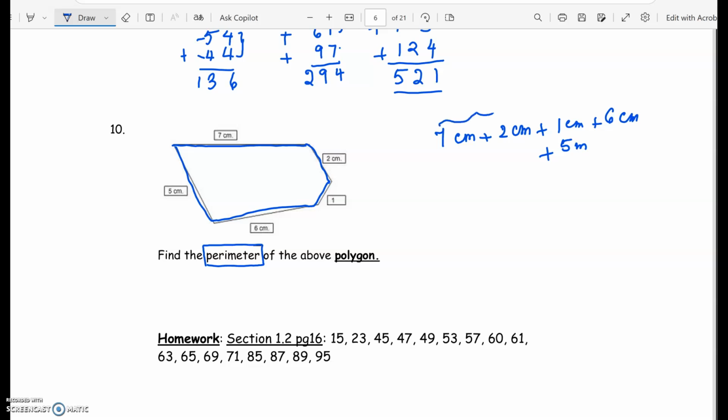So let's add it. 7 plus 2 is 9 plus 1 is 10. So that makes it 10. 6 and 5 make 11. So 10 plus 11 is 21. Since we're going around and measuring the outside, the unit of measurement is centimeters. So the total when you go around is 21 centimeters.